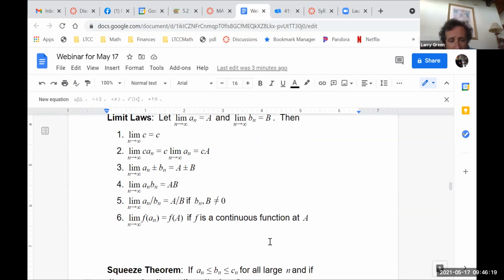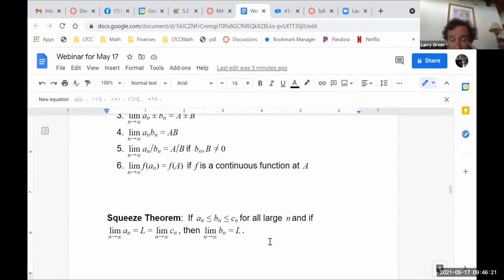All right, so I'm going to move on and then talk about the next one, which also should be pretty obvious, especially with the word squeeze. It's called the squeeze theorem. And it says that if b sub n is between a sub n and c sub n for all large n, and if the limit as n goes to infinity of a sub n is the same as the limit as n goes to infinity of c sub n, then so it is for b sub n.